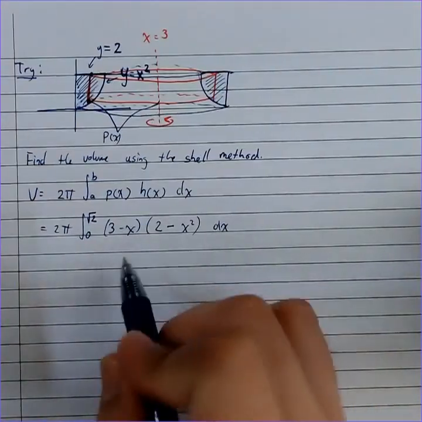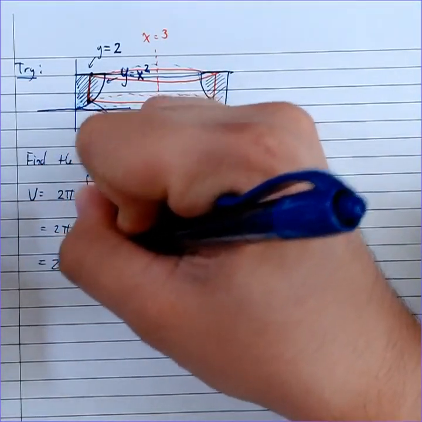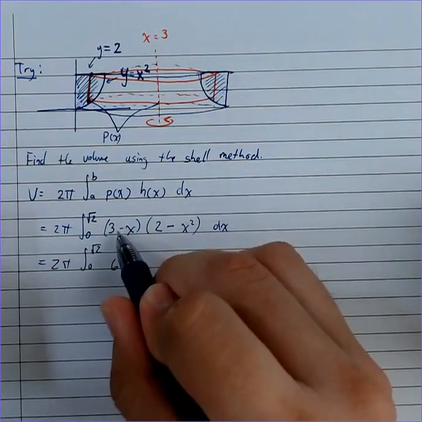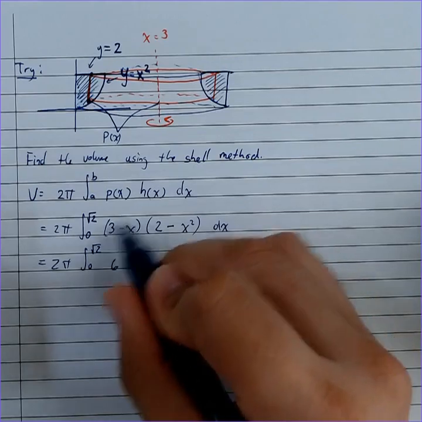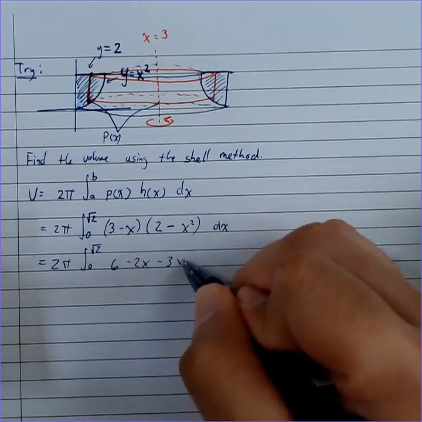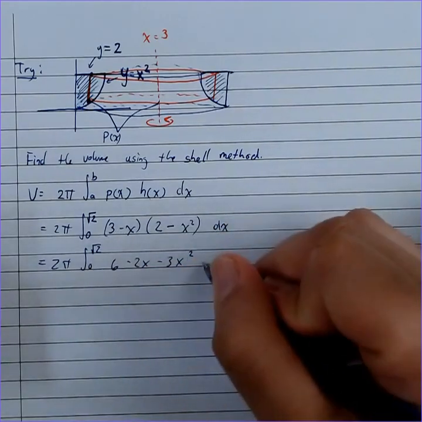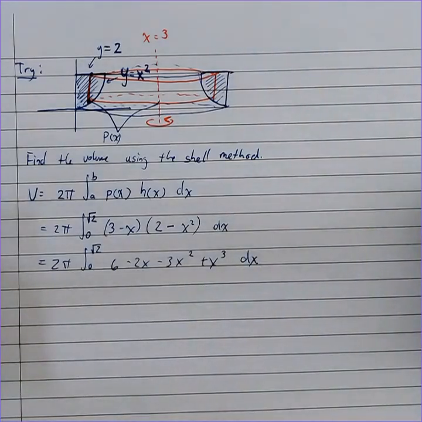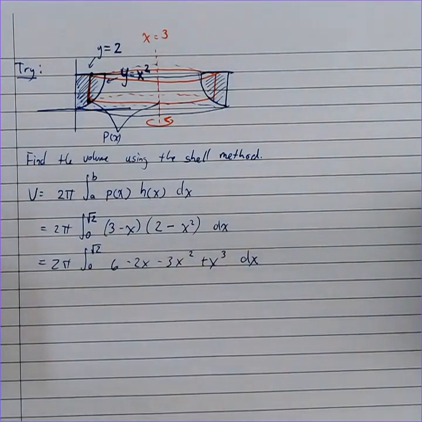We can distribute this now to get 2 pi, integral from 0 to root 2 of 6 minus 2x minus 3x squared plus x to the third dx. And now this is just a nice simple polynomial.